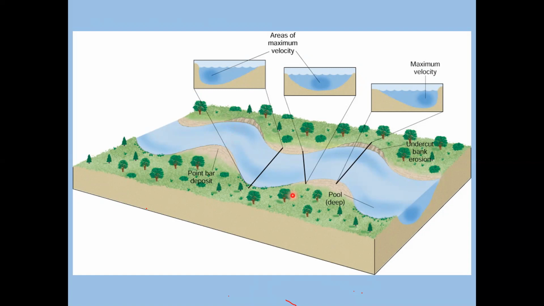No river is ever uniform across its width. There will be different depths to the river, and that means the water will be moving at different speeds. So this is the inside of the bend, and we have a point bar that has developed there.